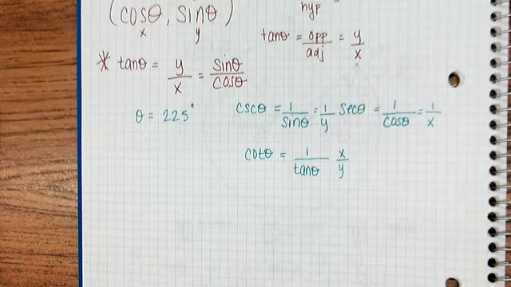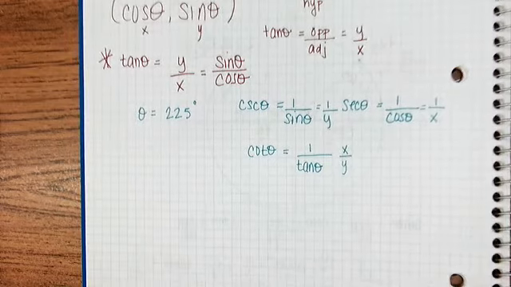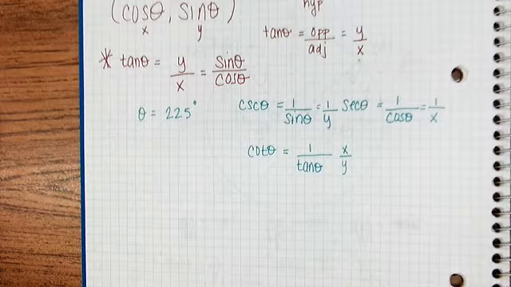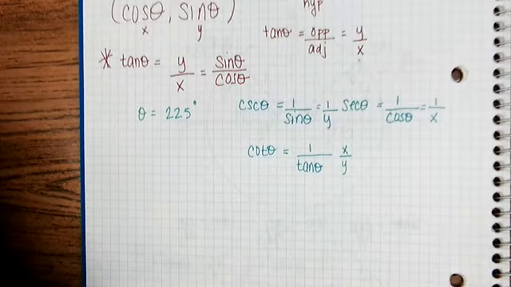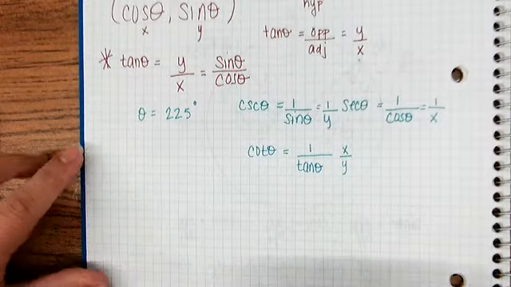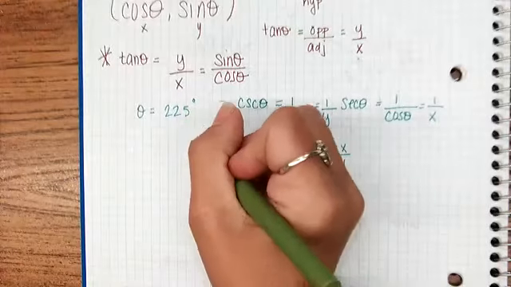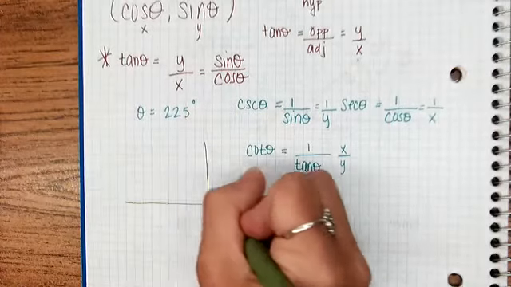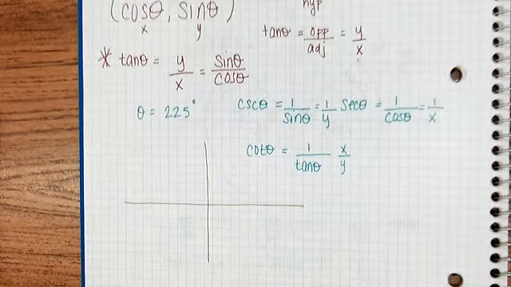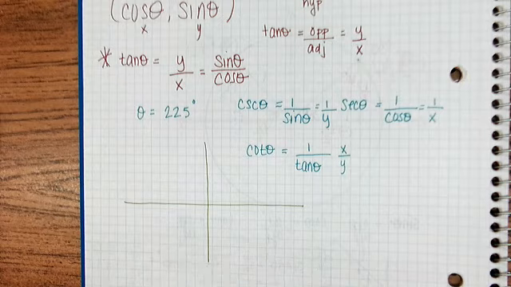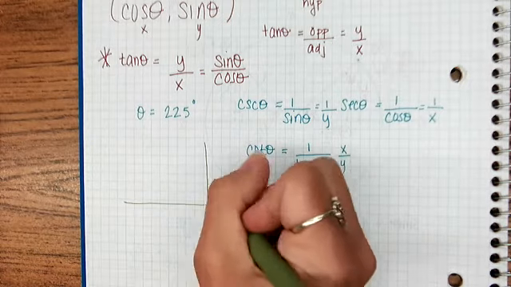Let's figure out, where is 225 degrees? So I know I told you that you weren't going to have to draw any more triangles, but until you get good at it, you're still going to need to draw a triangle. So first, let's figure out where 225 is. 225 is in quadrant 3.